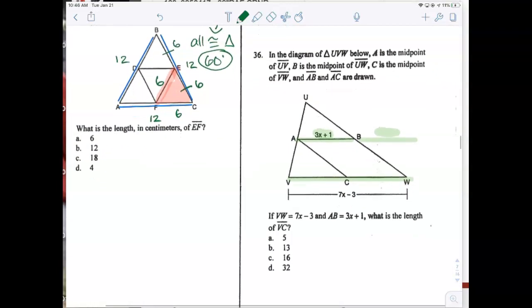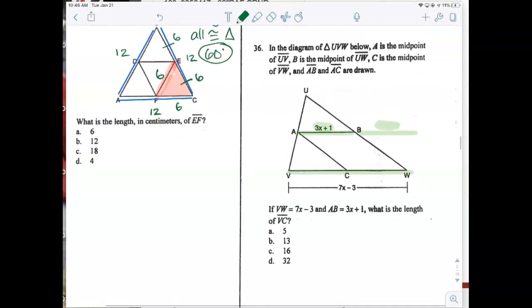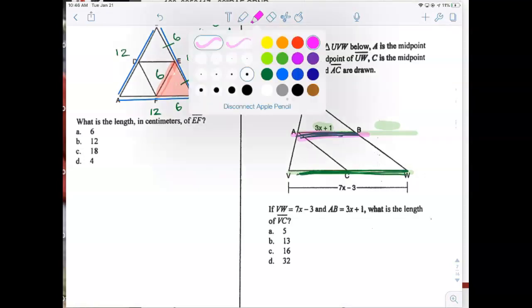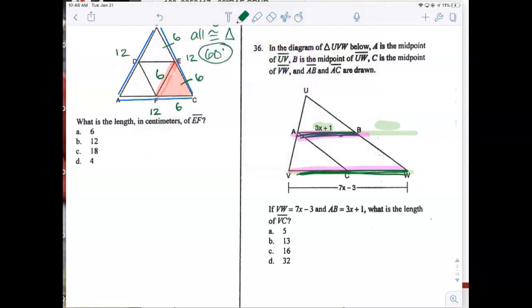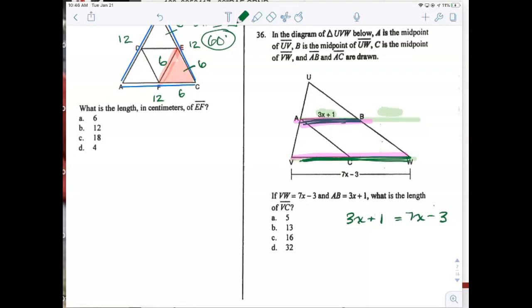And then last but not least, this one's a little bit tricky. So we have a mid-segment here on the top and parallel to the base. These are the only pieces of information we're given. I like to start these questions off by first setting these two segments equal to each other. So 3x plus 1 equals 7x minus 3. Now you're saying to yourself, this is crazy, these are not equal, these are different measurements. What do I have to do to AB to be the same measurement? Well, how many ABs fit into the base VW?